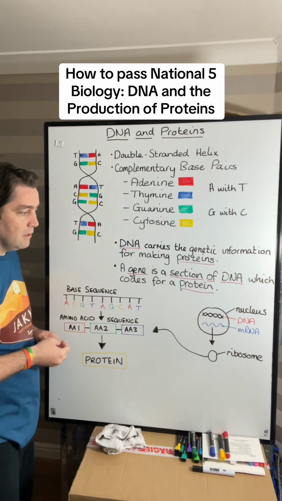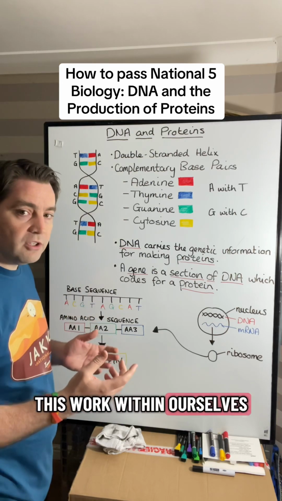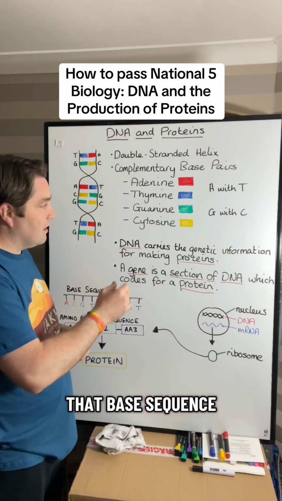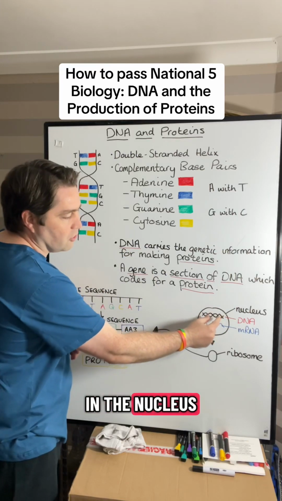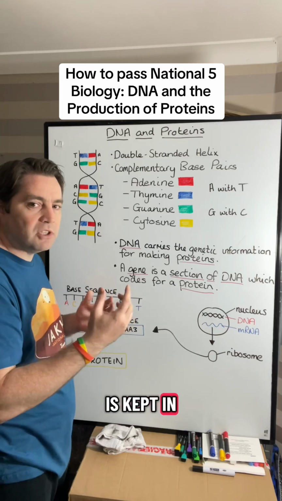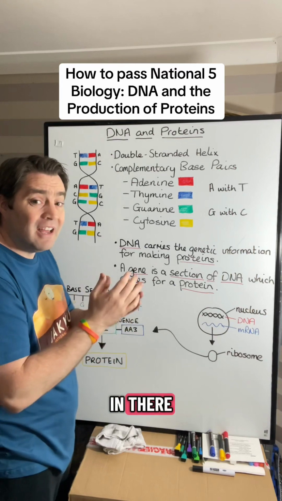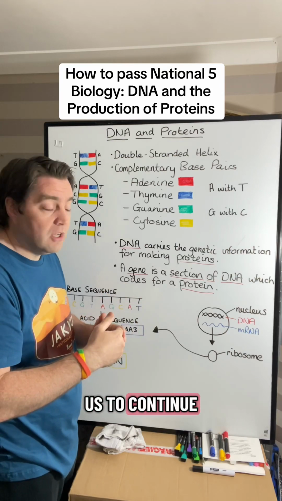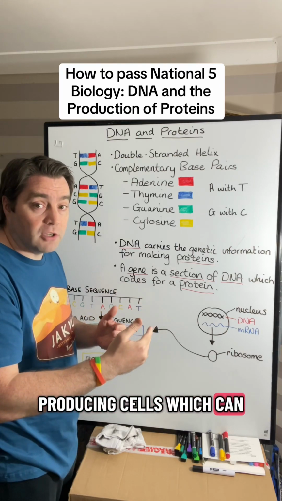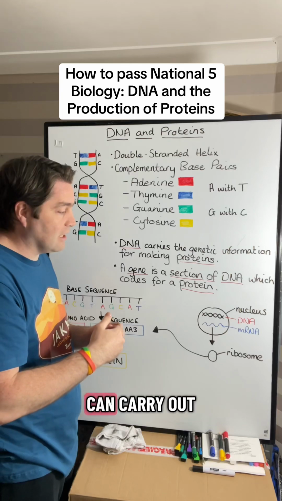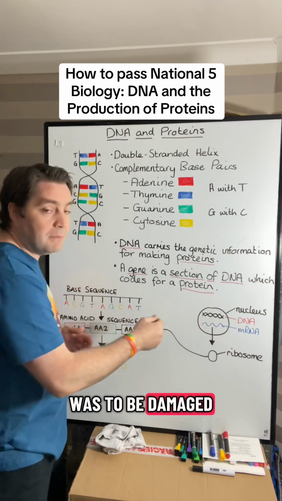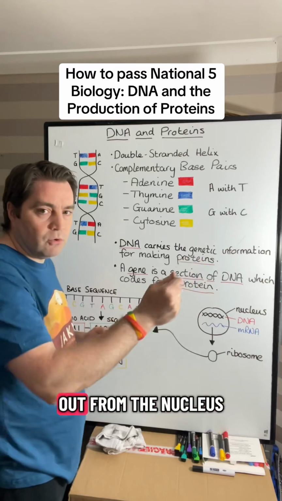Now, how does this work within our cells? Well, the DNA, that base sequence, is stored in the nucleus. We know that the DNA is kept in the nucleus. It's nice and safe in there. Those instructions in our DNA are vital for us to continue producing cells which can make their own proteins and can carry out all of the cell's activities. If that DNA was to be damaged, that would be a bad thing. So we don't just send it out from the nucleus.